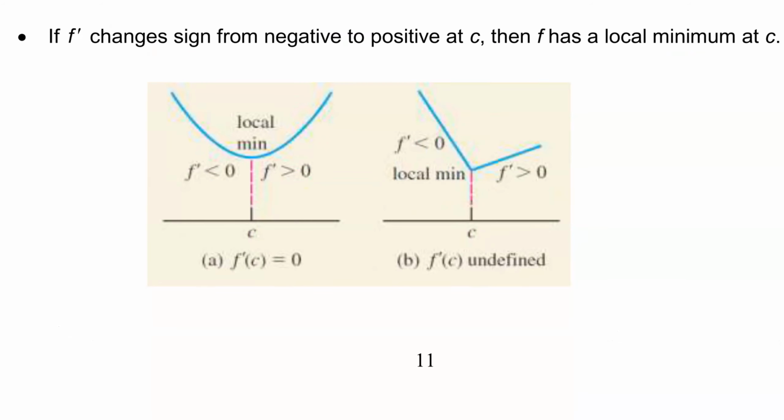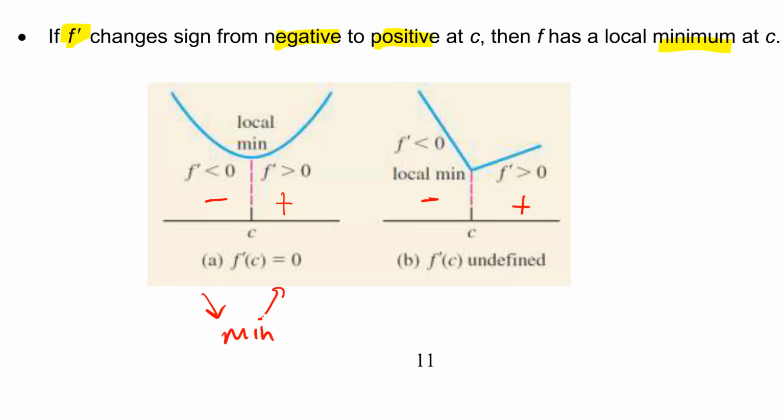All right. If our derivative, our slope, goes from negative to positive, think about what that means. Negative means going down slope. Positive means going up. So going from down to up means we have a minimum. So if I'm going from negative to positive, I'm going from going down to up, and I'll have a minimum.